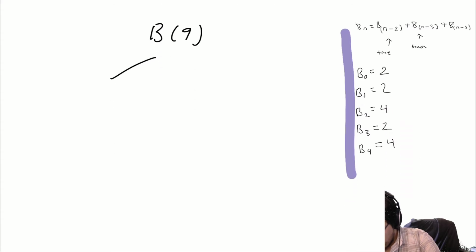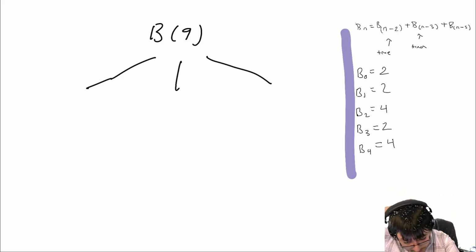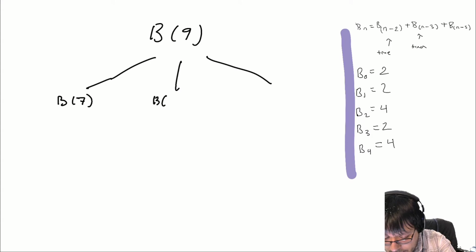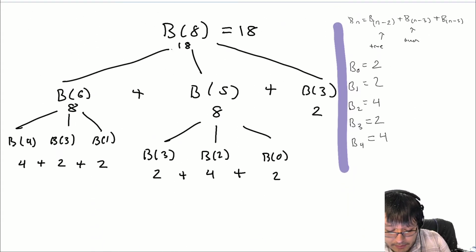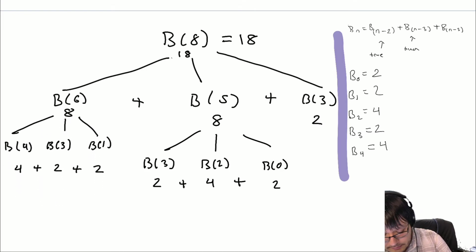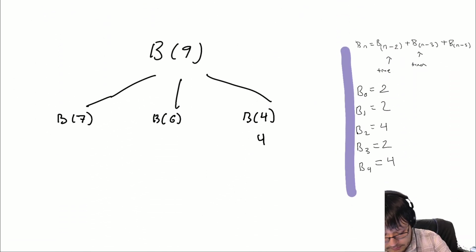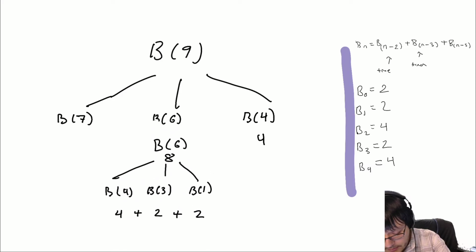Okay, so B of 9 is going to be made up of 3 things again. And those 3 things are going to be B of 7, B of 6, sorry, yeah, B of 6, and then B of 4. B of 4 is equal to 4. B of 6 and B of 7, do we have either of those here? We have B of 6, so at least that part is going to be useful. So hey, that's kind of nice.